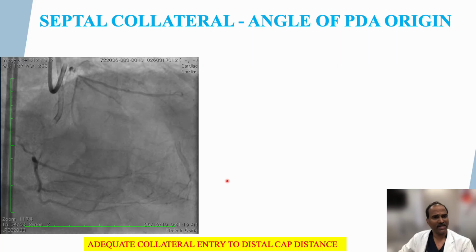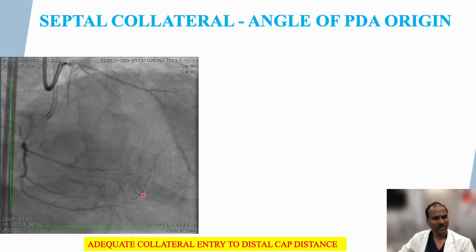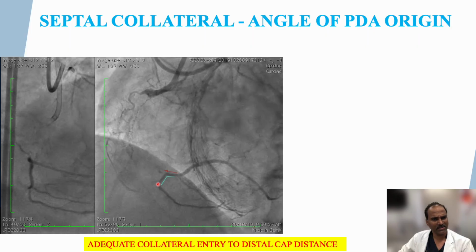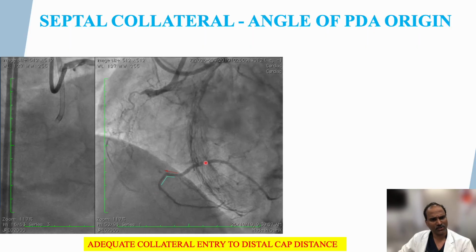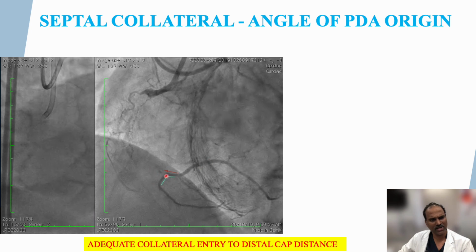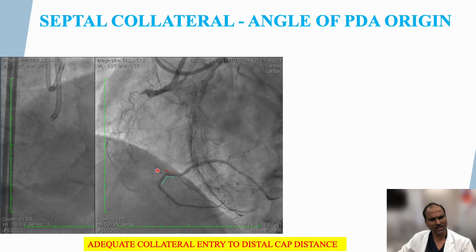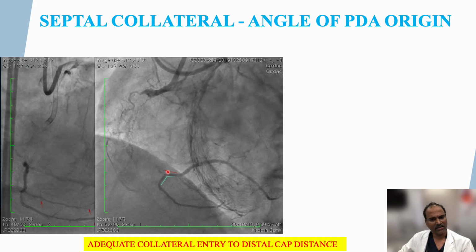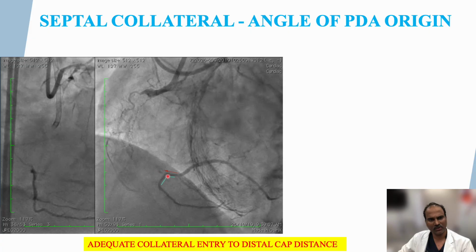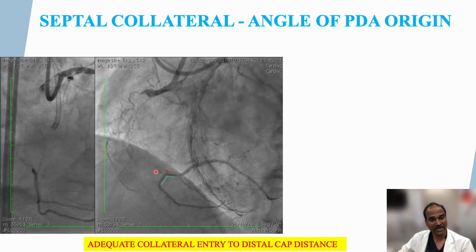The angle of PDA origin is very crucial while selecting a septal collateral. See, if you choose this septal collateral and later you realize this PDA is almost coaxial with the PLVB, not with the distal RCA, it is very difficult to turn your retrograde wire into the CTO here. And sometimes we can use a double lumen catheter to do that. A retrograde double lumen catheter, that is Sasuke, can be used in these scenarios.